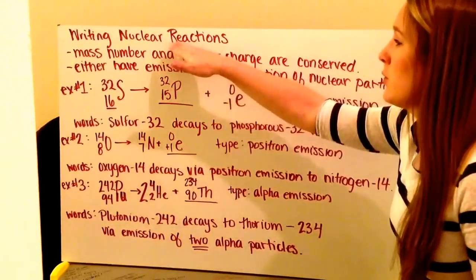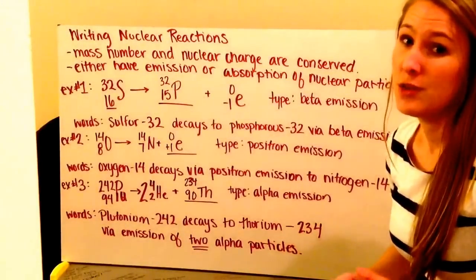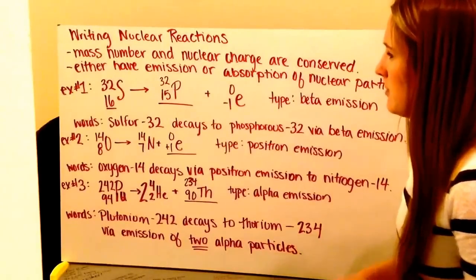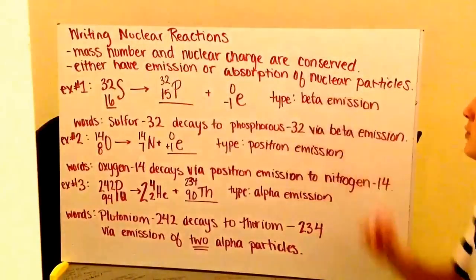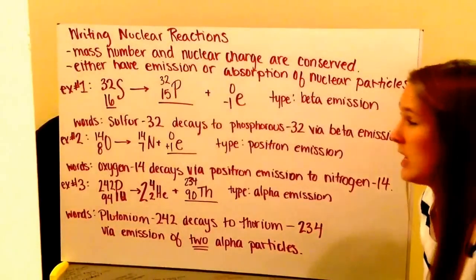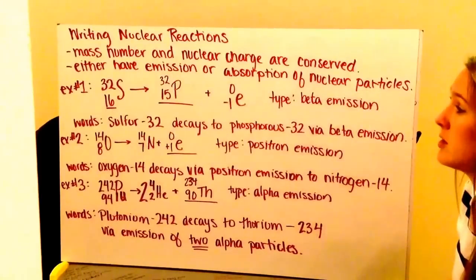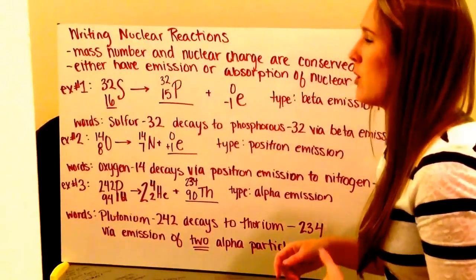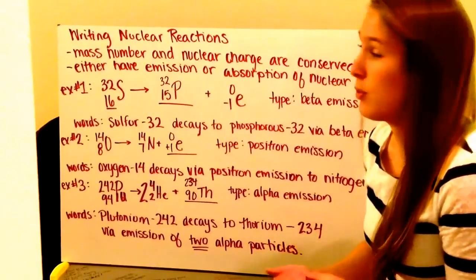So for nuclear reactions, the mass number and the nuclear charge must be conserved. So this is our conservation of energy for nuclear reactions. They can either have emission or absorption of nuclear particles. So that's transmutations. If they are absorbing them, taking them in, that would be one of the reactants, or if they are emitting them, giving them off, they would be one of the products.